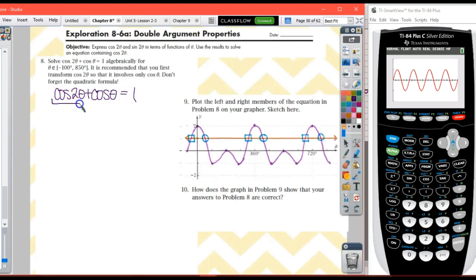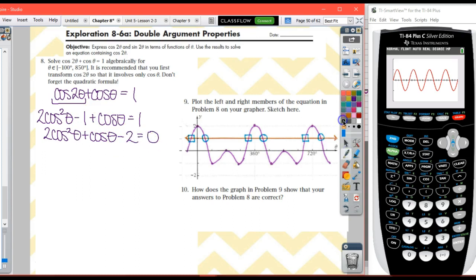So instead of this cosine 2 theta, I'm going to replace it with 2 cosine squared of theta minus 1 plus cosine theta, equal to 1. So now, hopefully you're recognizing that we've solved equations similar to this. It looks like a quadratic, so I'm going to get everything to one side and rearrange it as 2 cosine squared plus cosine. And if I subtract over this 1 and combine it with this negative 1, I'll have negative 2 equals 0.